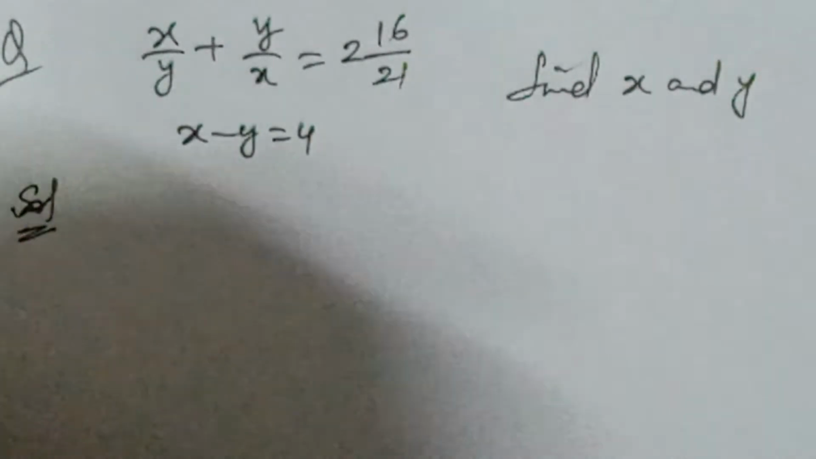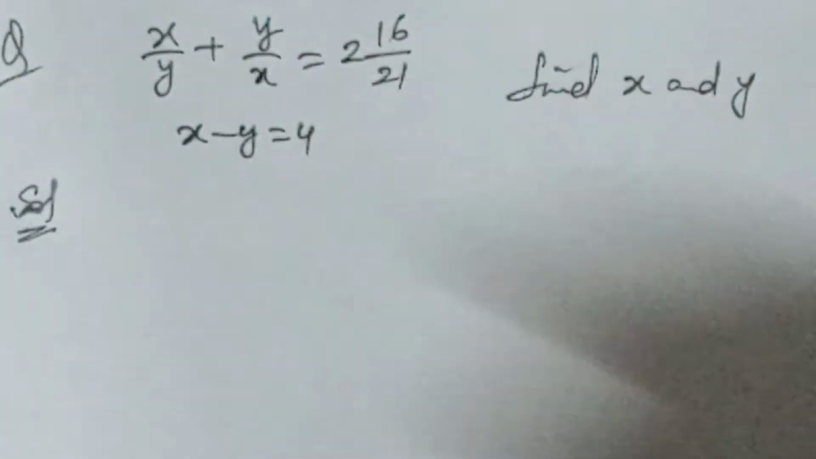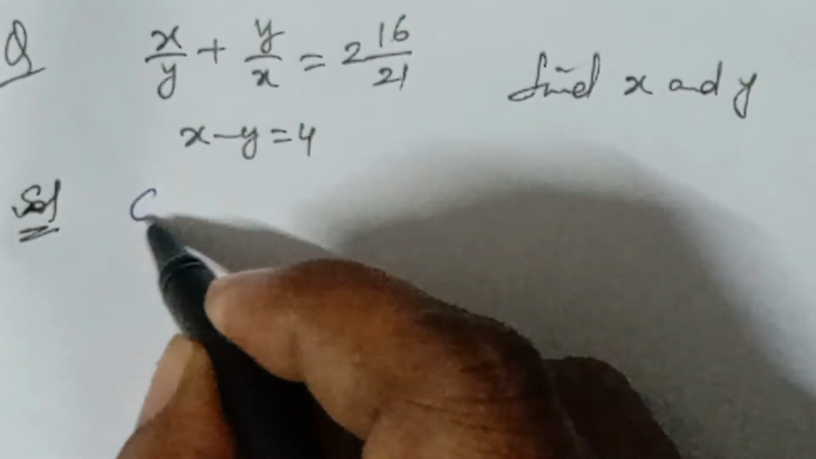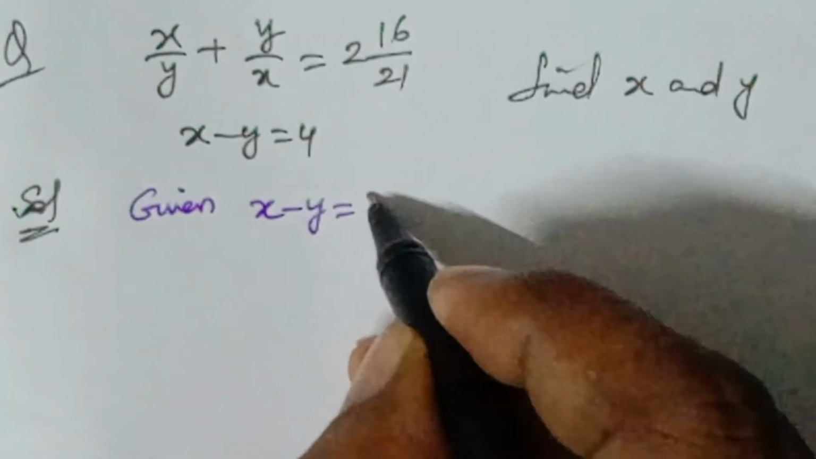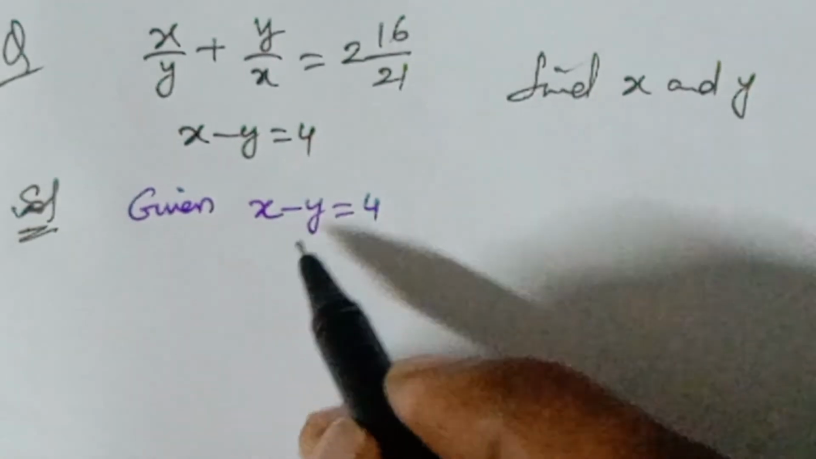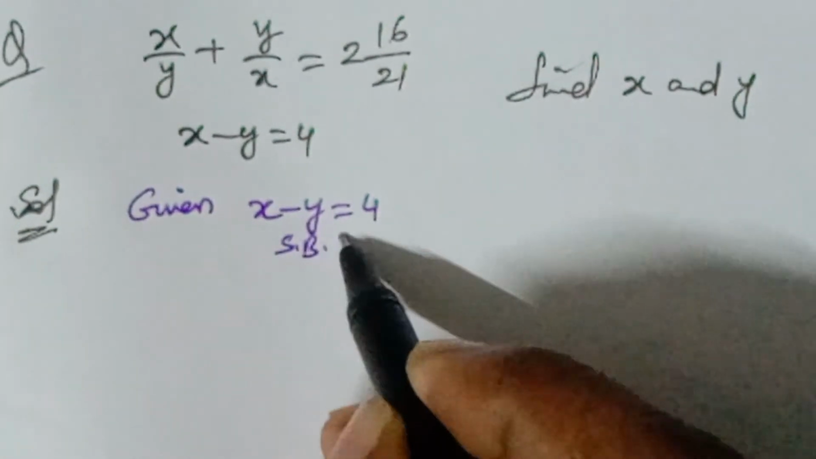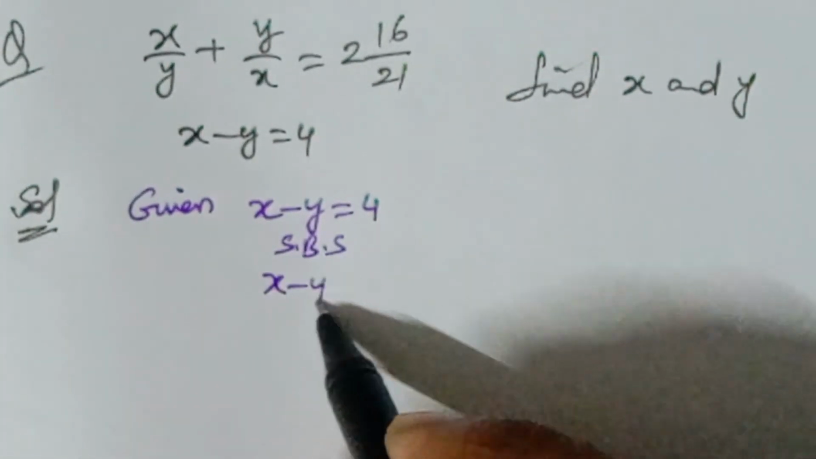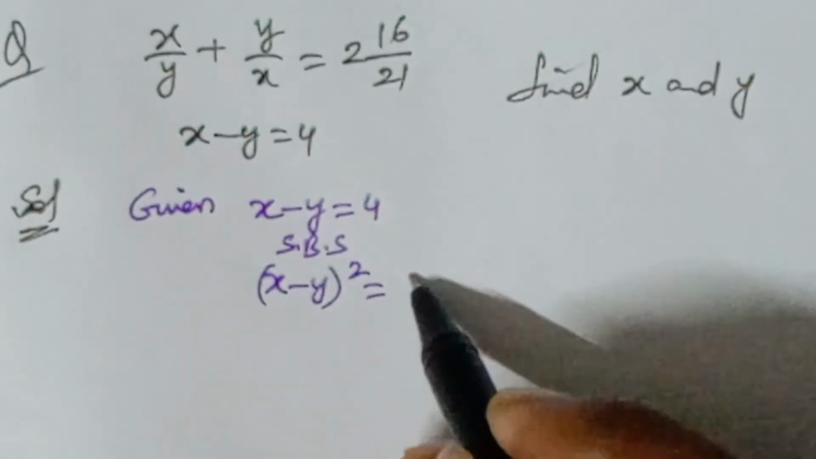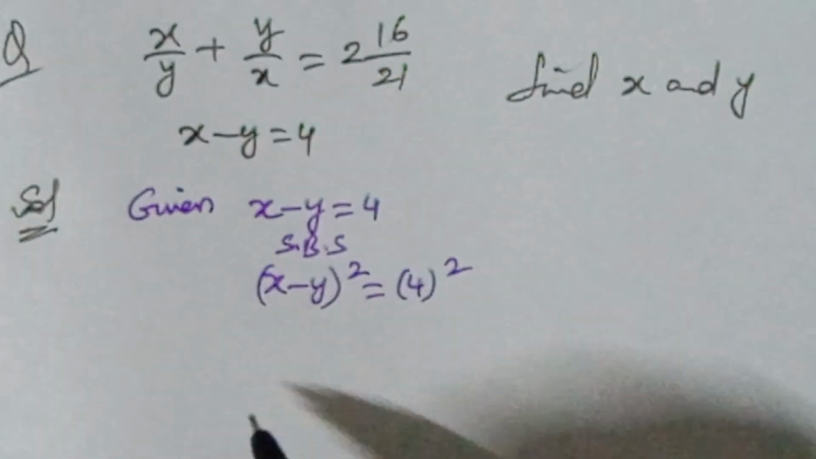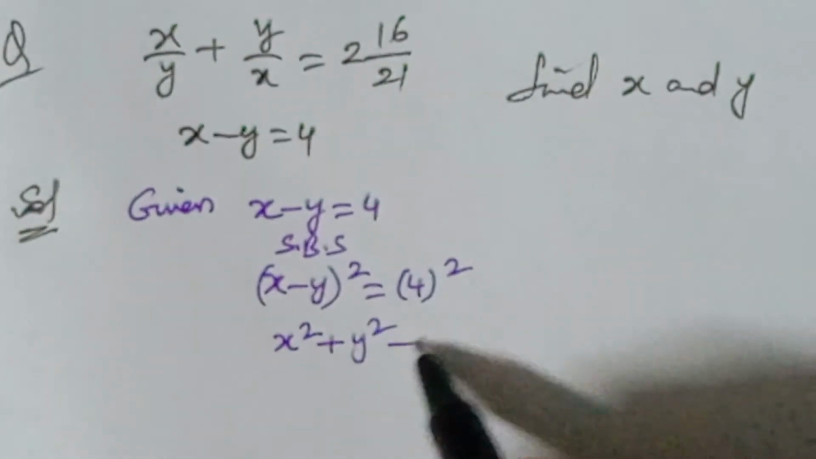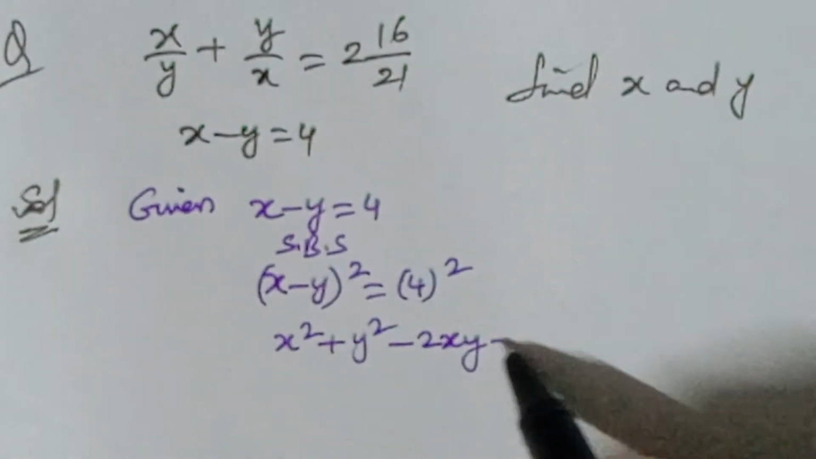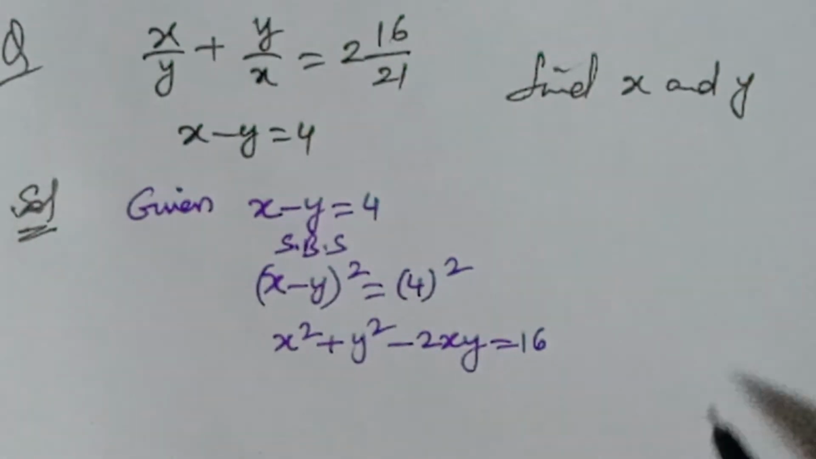Your suggestions are accepted. So here, first of all, given x minus y is equal to 4. So squaring on both sides, (x - y)² is equal to 4². So x² + y² - 2xy is equal to 16.